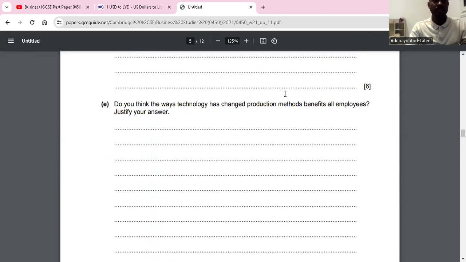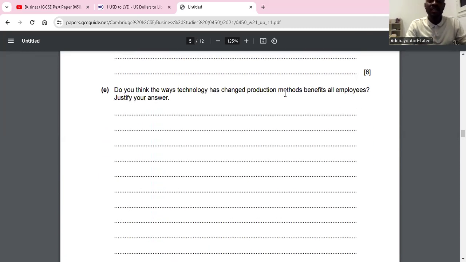E. Do you think the way technology has changed production methods benefits all employees? I said yes, based on the following reasons. First, it reduces the risk of injury, which means the working environment becomes safe with technology. Second, skilled workers may be needed, which means they can get higher pay. You talked about skilled workers, but you didn't talk about how they will be needed. Yeah, the workers might need technology, so the technology will help them.